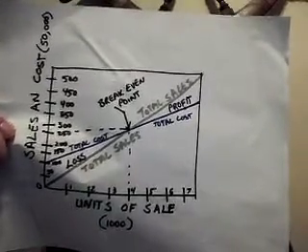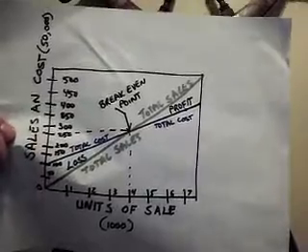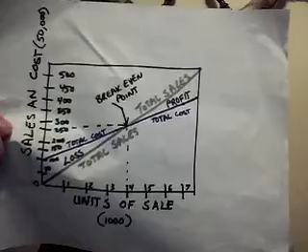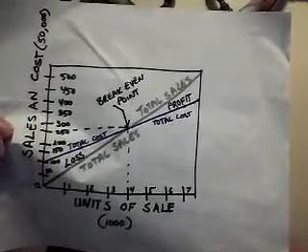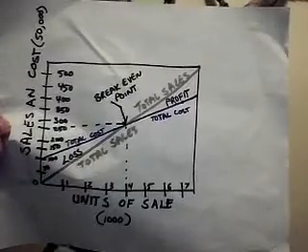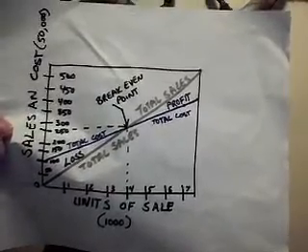Looking at the graph, company losses will be found on the inside of the break-even point in between our total cost and total sales line. Our profit will be on the outside of the break-even point in between our total sales and total cost lines.